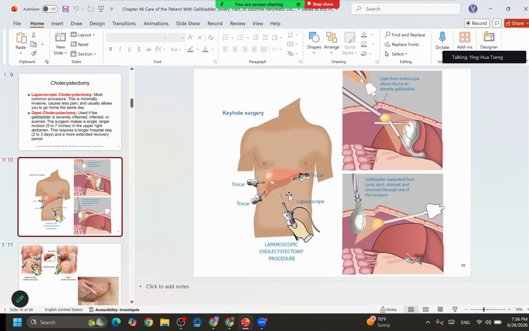Okay, the patient is going to ask you, how can I take care of that problem? For the air irritating your shoulder pain and also diaphragm hiccups, we encourage the patient to walk around. Ambulation. By ambulating, your body will eliminate the CO2, the air, out of your body sooner.